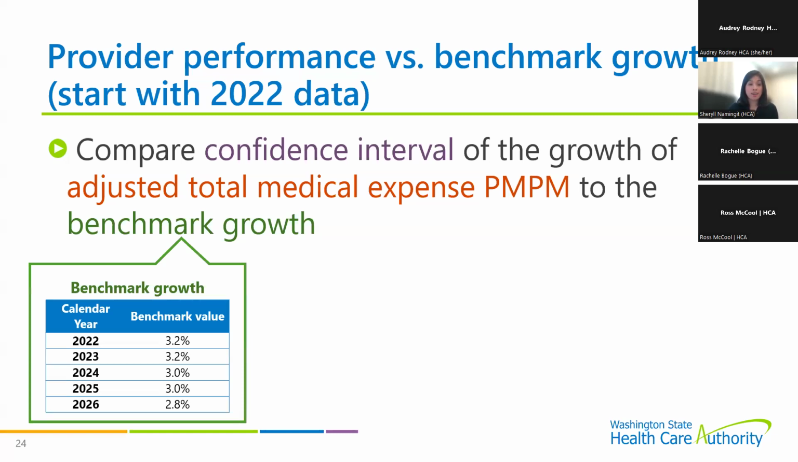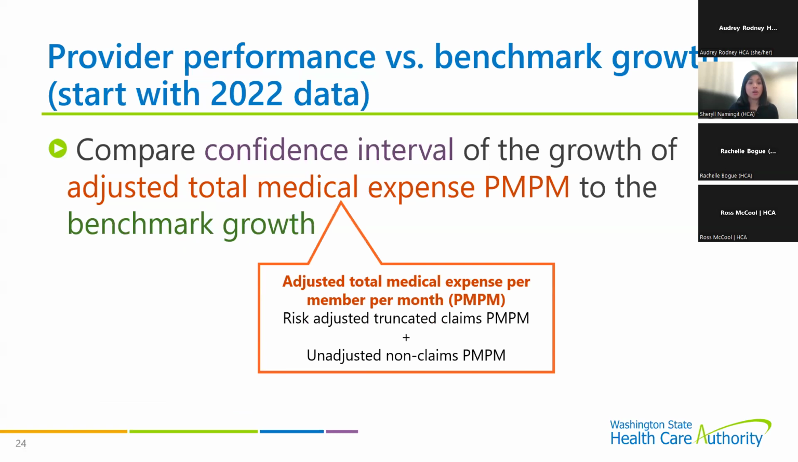So the benchmark growth, as explained by Rochelle, was already set, I think in 2020 or 2021, correct me if I'm wrong, Rochelle or Ross, but the board set the benchmark growth to be 3.2% for 2022. And so the next step is for us to then calculate the growth rate of the adjusted total medical expense PMPM. And this one is a sum of the risk-adjusted truncated claims PMPM plus the unadjusted non-claims PMPM, or the raw data that we received from carriers.